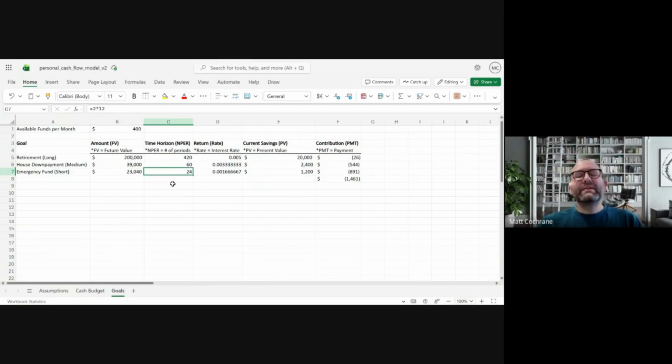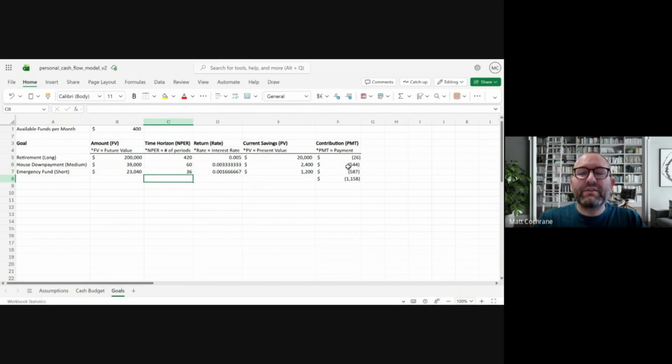So let's say that we decide, okay, we're not going to get there in 24 months. Let's increase the amount of time to 36 months. So 3 years, we want to have this emergency fund. If we hit 36, notice what happens. Okay, we started at 24. It was 891.